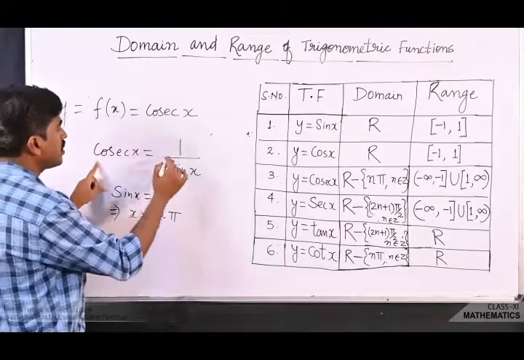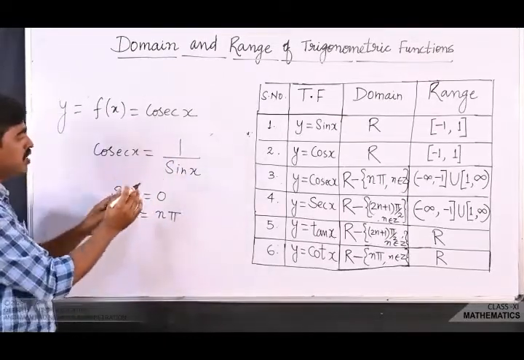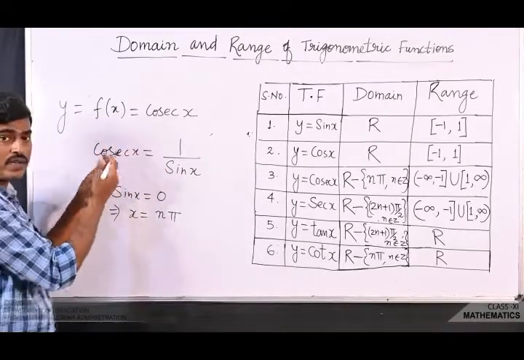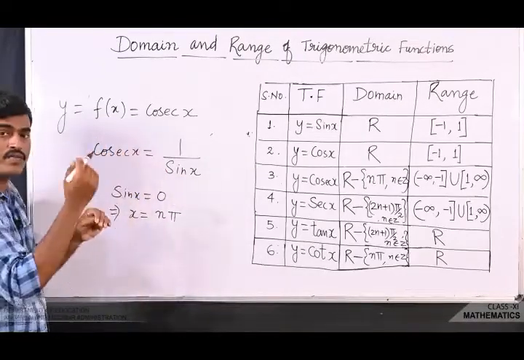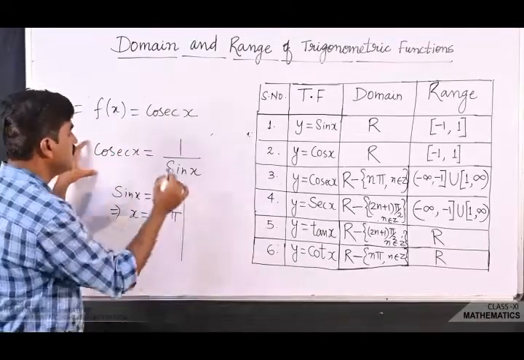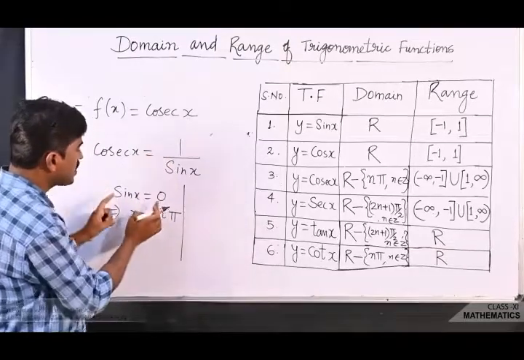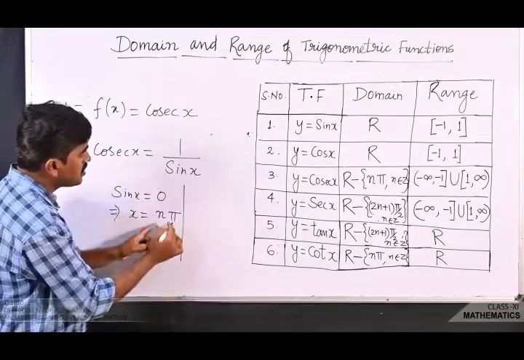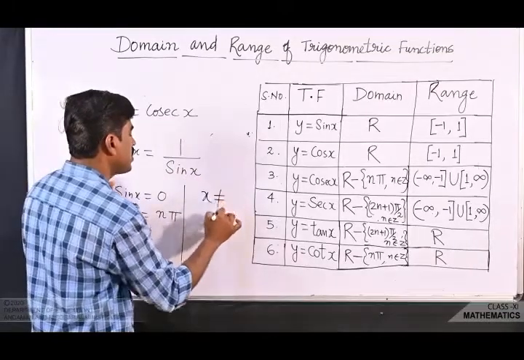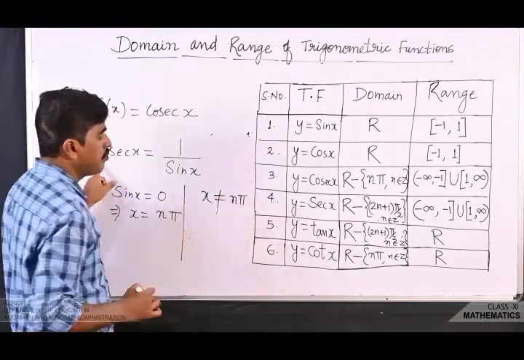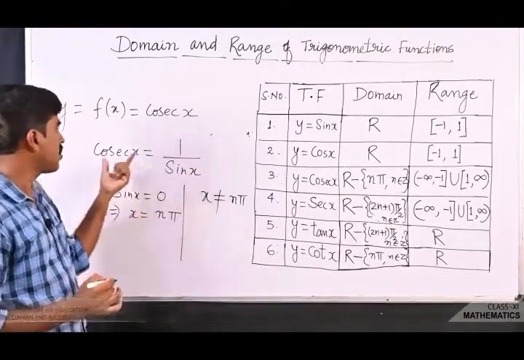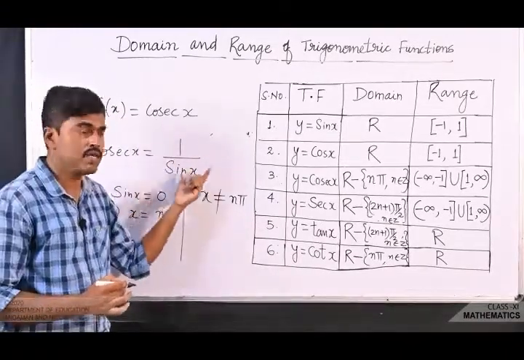For the domain of this function, domain means for what values of x this function is defined, all those values of x will be under this domain. Here, sin x is equal to 0 if x is equal to n pi. So for the domain of this function, x should not be equal to n pi, because if x is equal to n pi, then sin x will be 0 and cosec x will not be defined.